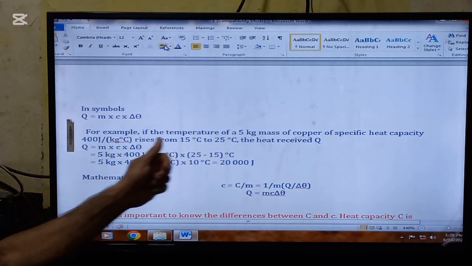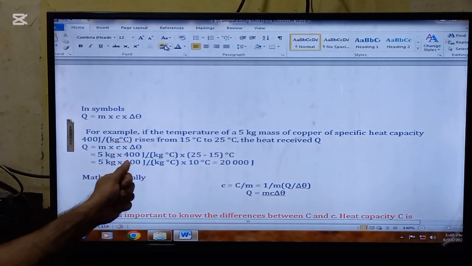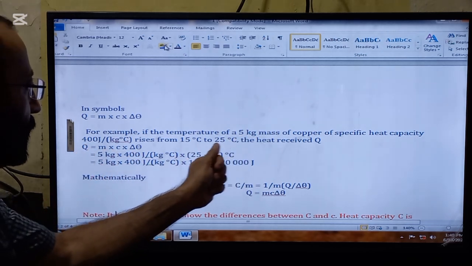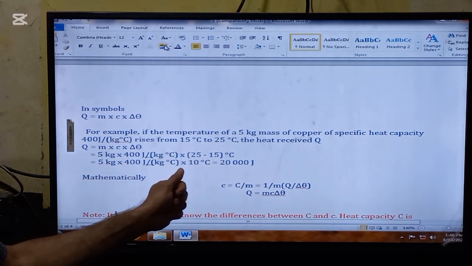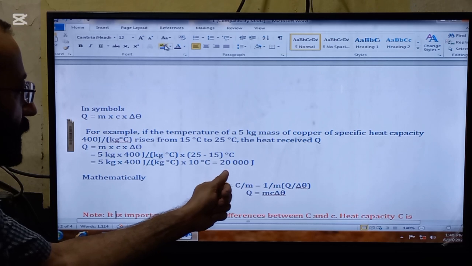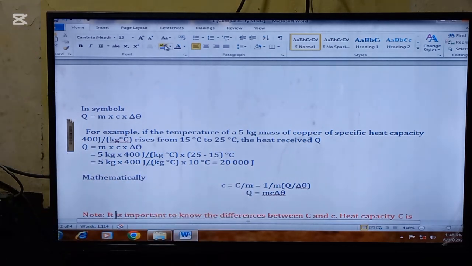So now values are going to be placed. Mass is 5 kg, c is 400, and delta theta is 10. So values are put. So now solve it on the calculator. You will get the answer 20,000 because this is energy. So unit will be joule.